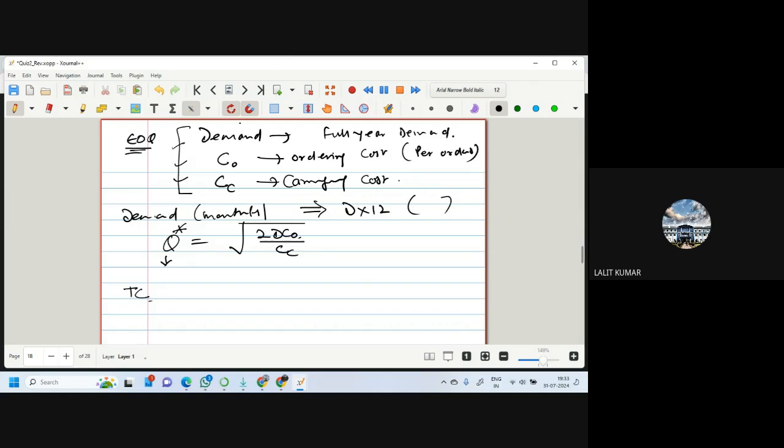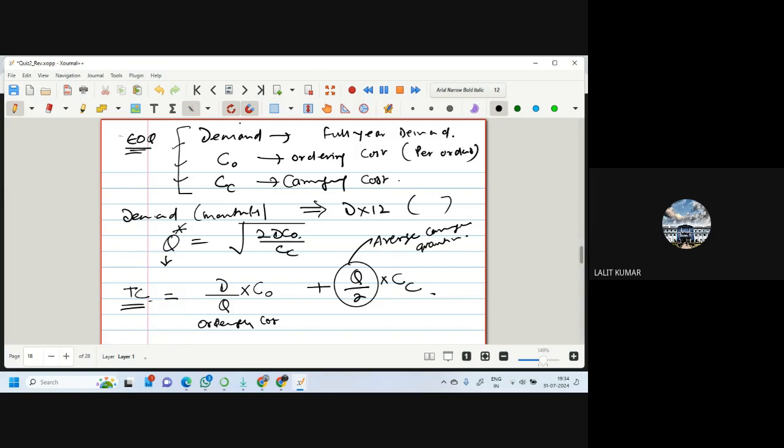Total cost has two components. One is D by Q into CO, this is the ordering cost, plus Q by 2, this is the average carrying quantity, into CC. So with these concepts, you will be able to solve the EOQ questions.